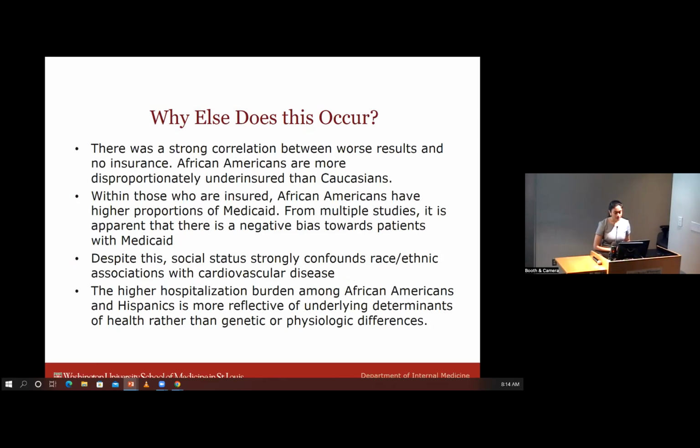Compared to Caucasians, African Americans have higher proportions of hypertension, more comorbidities, and higher levels of underinsurance. Within those who are insured, African Americans have higher proportions of Medicaid. From multiple studies, it is apparent that there is a negative bias towards patients with Medicaid. Despite this, social status strongly confounds race and ethnic associations with cardiovascular disease. The higher hospitalization burden among African Americans and Hispanics is more reflective of underlying determinants of health rather than genetic or physiologic differences like we discussed before.